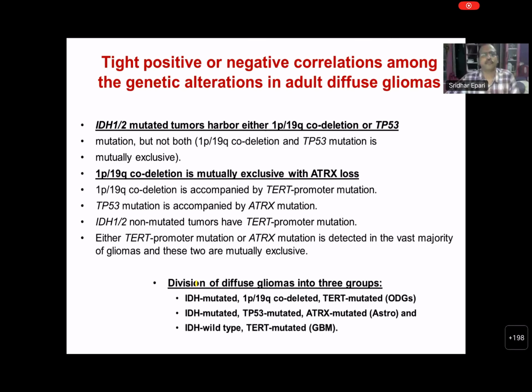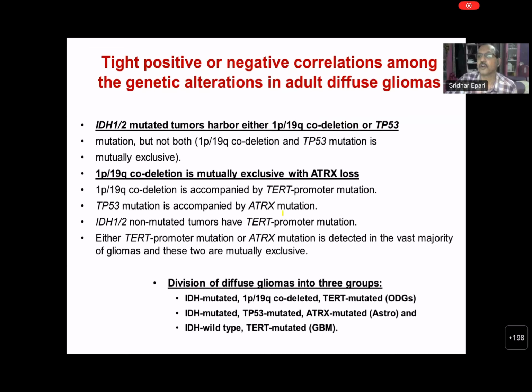So a few things I wanted to tell you about the adult diffuse gliomas. As you said, there are a few aspects that you'll read. There are some tight correlations. IDH mutant tumors are either P53 mutant or 1p19q co-deleted. If you get a strong P53 immunohistochemistry, you need not do 1p19q testing because they are mutually exclusive. Similarly, 1p19q co-deletion is mutually exclusive with ATRX loss.